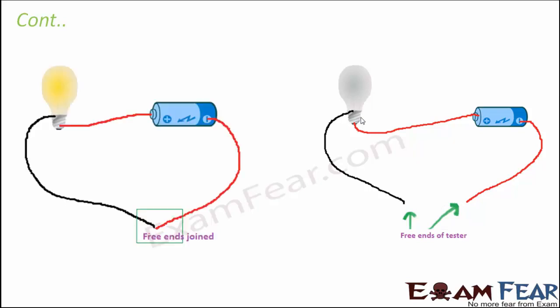Therefore the bulb doesn't glow. But for the same circuit, when the free ends are joined, you have a complete path for current to flow. As a result, the bulb glows in this case. So this setup which you see on the screen is nothing but a circuit. A circuit is basically an arrangement where you have different components, all of them connected to each other. That's how a circuit looks. And this circuit provides a path for the electric charges to flow so that current can flow.